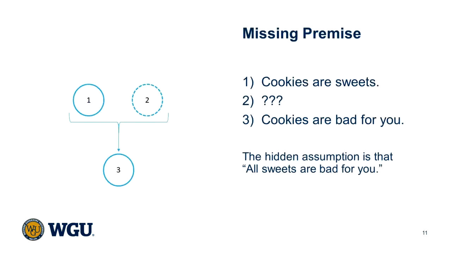Here's an example of how to diagram hidden assumptions. Use a dotted circle. Here, in order to build a bridge from cookies are sweets to cookies are bad for you, we need to supply a hidden premise. It must be that this person is assuming that all sweets are bad for you.